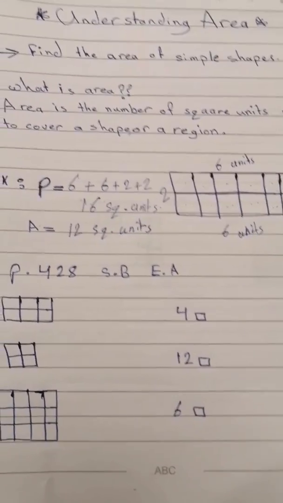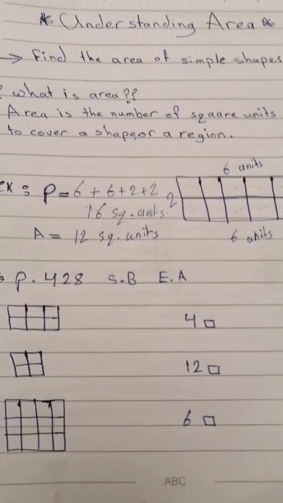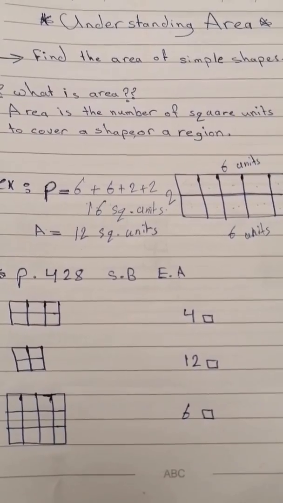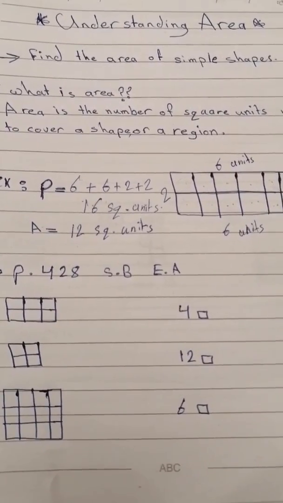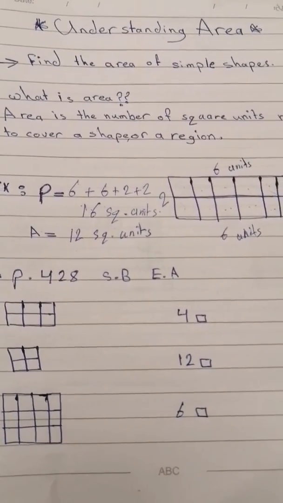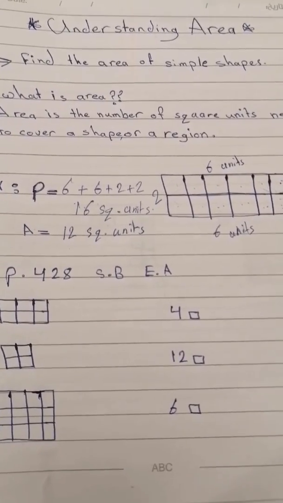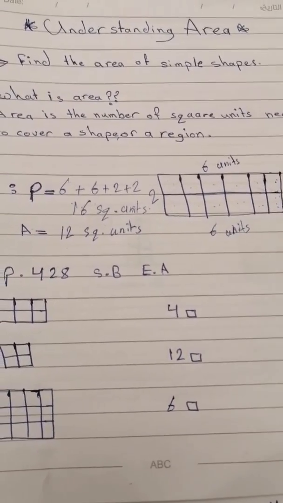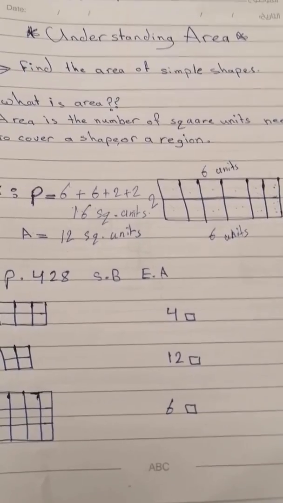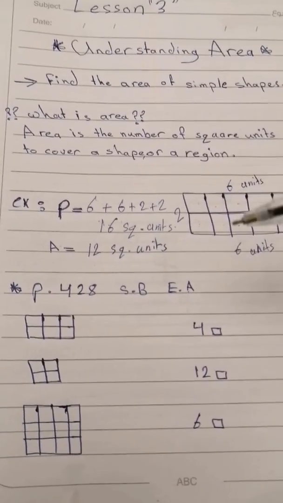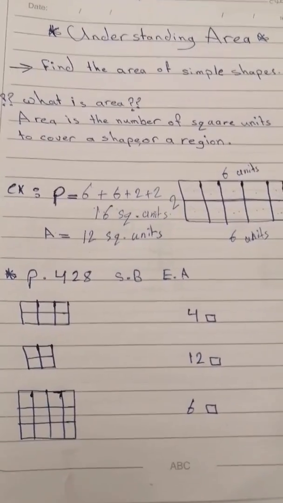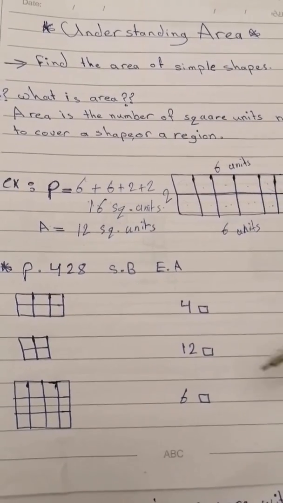Now please go with me to page 428. By the way, on page 427 we just have one question, exercise A, and you have to find the area by counting the units inside the shapes that you have. So you can do it by yourself. Now go with me to page 428, exercise A.